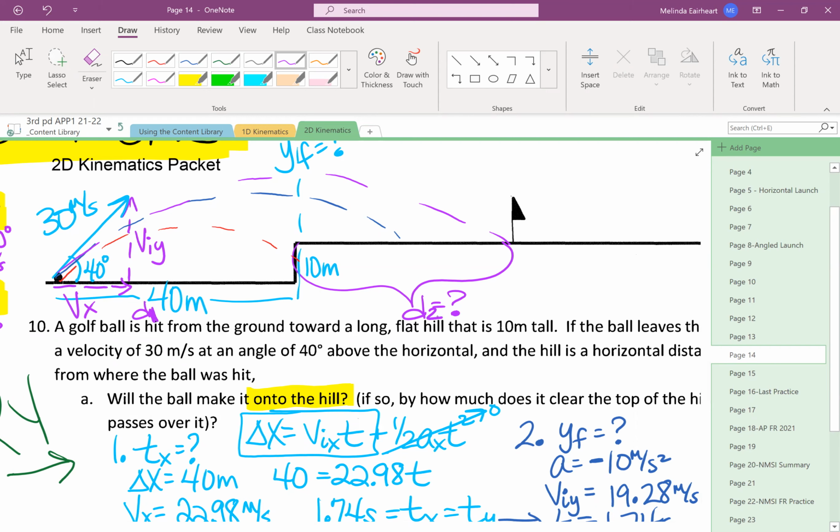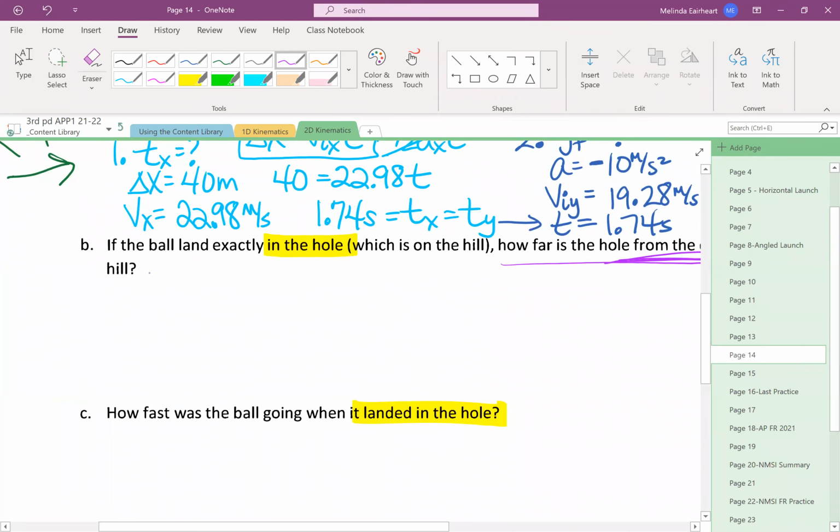Someone say the S word. Don't say slope. How do we find D2 after we know the full range? We subtract the 40 meters, right? And so we know that D1, which is our 40 meters, plus that second distance that we're looking for is going to equal the total range.